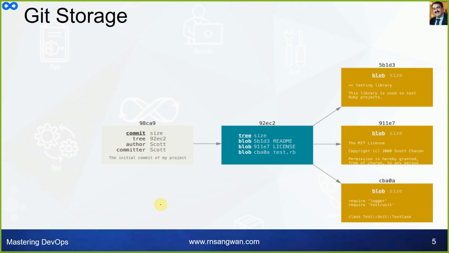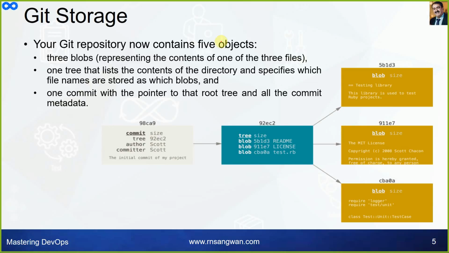Let's get inside this storage. Your Git repository contains 5 objects: 3 blobs representing the content of each one of the 3 files, then one tree that lists the content of the directory and specifies which file names are stored as which blob, and one commit with a pointer to that root tree and all the commit metadata. You see here 98CA1, and you see here commit size, tree, author, committer, initial commit of my project. This is the message. This is the commit object. This is the pointer, and this is referring to all the 3 binary large objects. Blob, the first one, testing library. This is the first file. This is second. This is third.